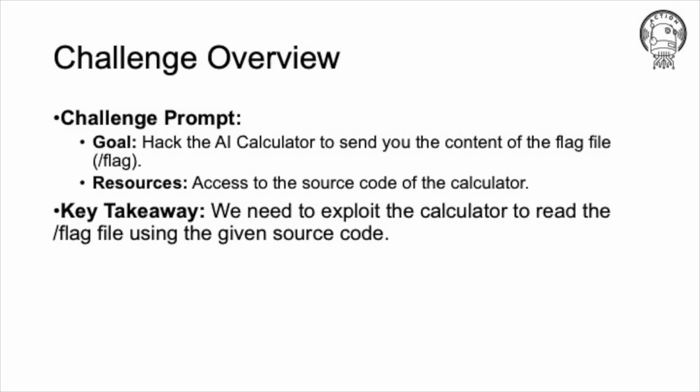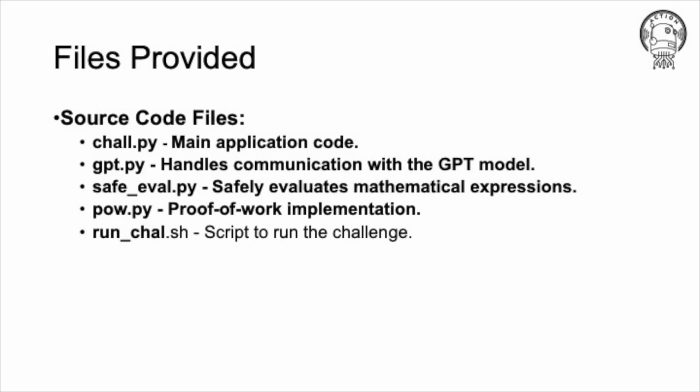Let's start by understanding the challenge we're tackling. The goal is to hack the AI calculator to send you the content of the flag file located at /flag. We have access to the source code of the calculator, which is crucial for our task. Our aim is to exploit the calculator application to read the contents of the /flag file by analyzing the provided code, identifying weaknesses, and figuring out how to leverage them to our advantage.